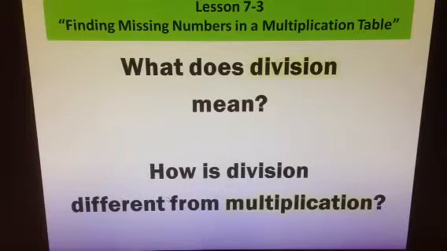What does the word division mean? We talked about how division means sharing in equal groups, or division can also mean repeated subtraction. How is division different from multiplication? It's related to multiplication, kind of in the same way that addition's related to subtraction. In some ways it's kind of like the opposite of multiplication. It's taking a big number and splitting it into equal groups, whereas multiplication is taking equal groups and finding out what they multiply up to as a big number.